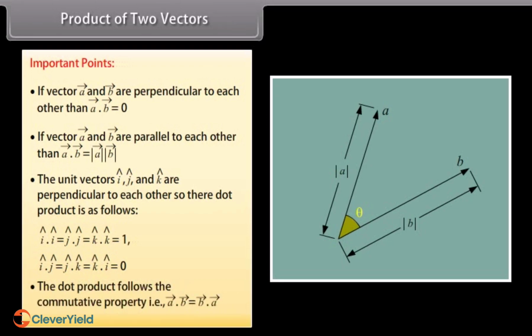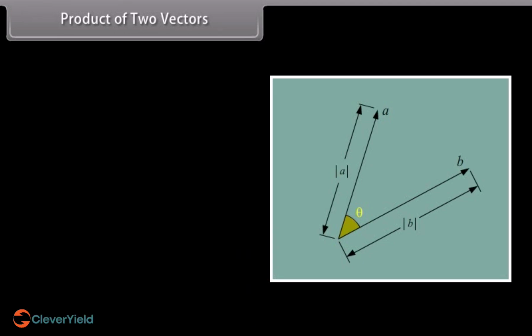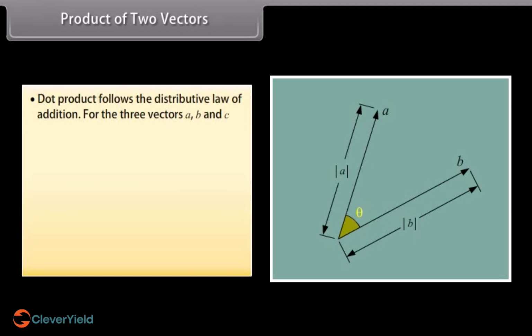The dot product follows the commutative property. That is, the dot product of vectors A and B is equal to the dot product of vectors B and A. The dot product follows the distributive law of addition for three vectors A, B, and C. The dot product of vector A and (vector B plus vector C) is equal to the dot product of A and B plus the dot product of A and C.